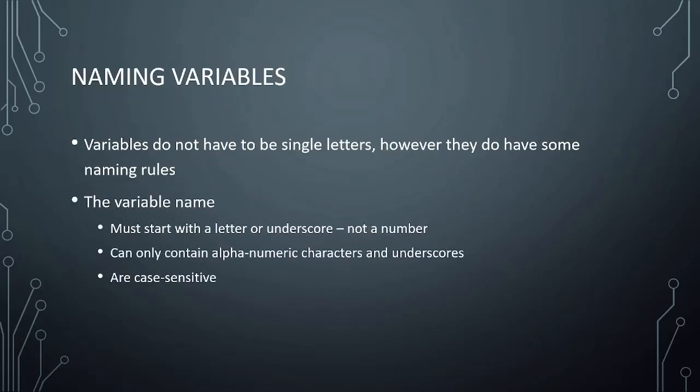Now, a variable name must start with a letter or an underscore. It can't start with a number, and it can only contain alphanumeric characters and underscores. And variables are also case sensitive in Python. This means that the variable lowercase a is different to the uppercase A variable. Now let's switch over to Python and have a look at assigning some variables and seeing what happens.